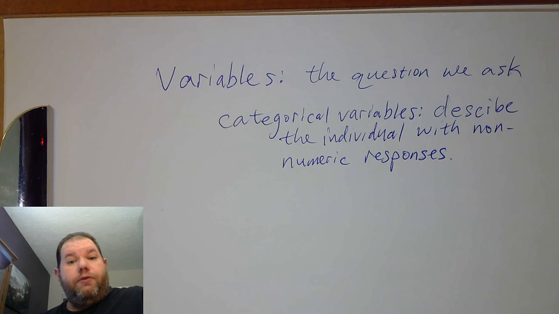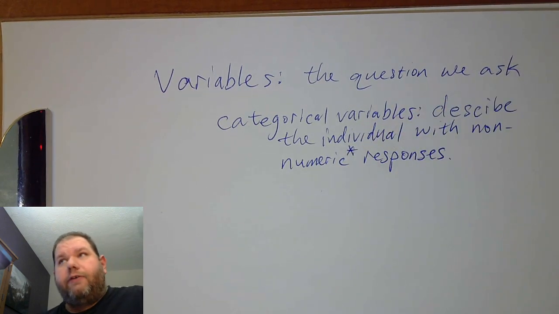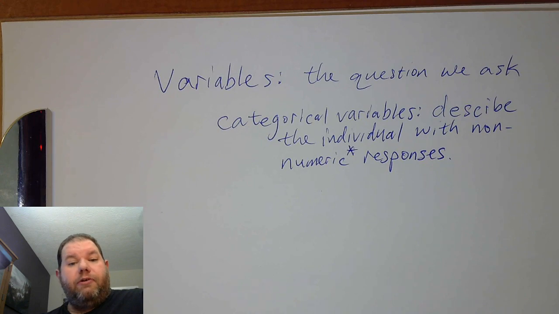Now, there were a few exceptions to that, so I'll put an asterisk after non-numeric, because we did talk about a few numbers that are considered categorical variables, and that would be like our zip code, or student ID, or social security, or phone numbers, things like that, where we would never collect these and add these numbers together and come up with anything meaningful.